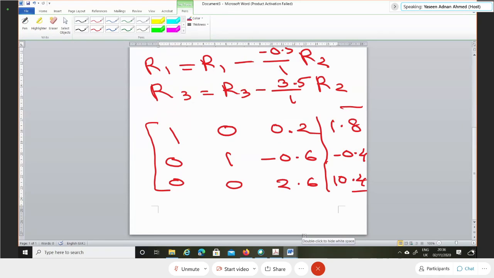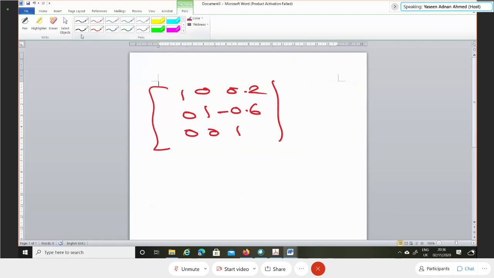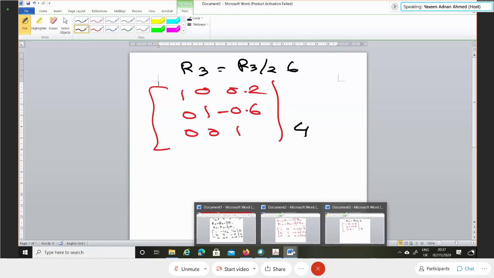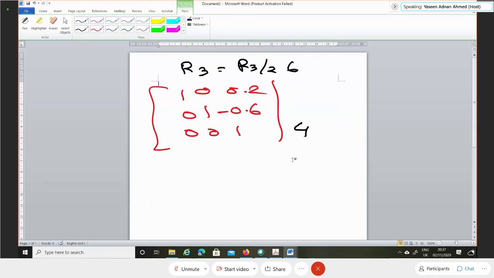2.6, so 10.4 divided by 2.6 should be 4. Right, so this should be 4 here. I haven't written this one yet; it means R3 will be R3 divided by 2.6. Yeah, 4. And these values are minus 1.8 and minus 0.4. So in this case, this is 1.8 and minus 0.4.